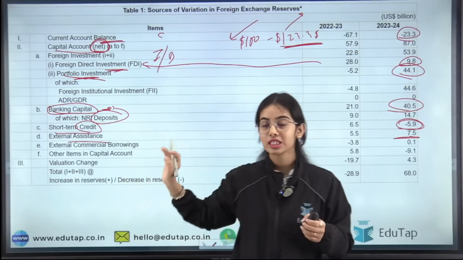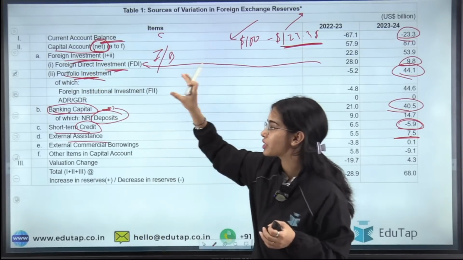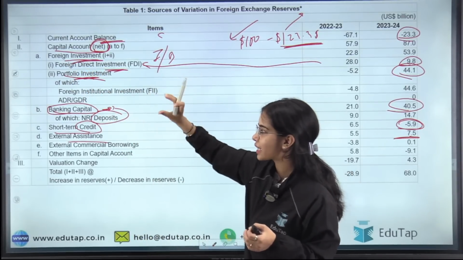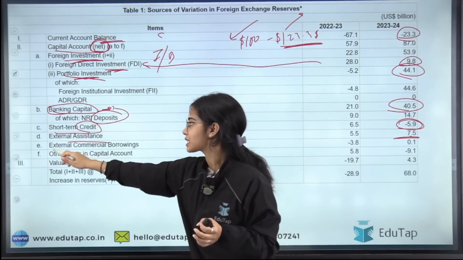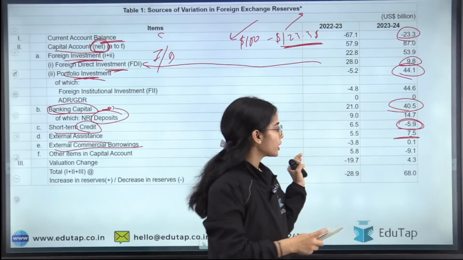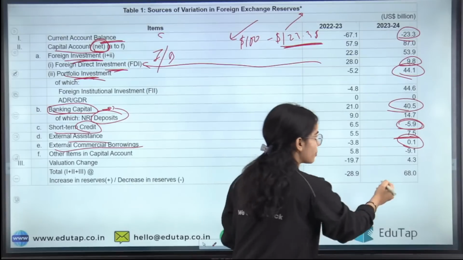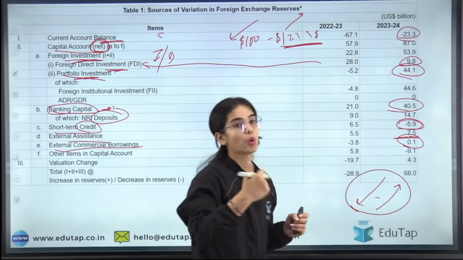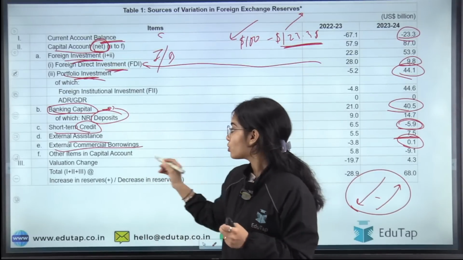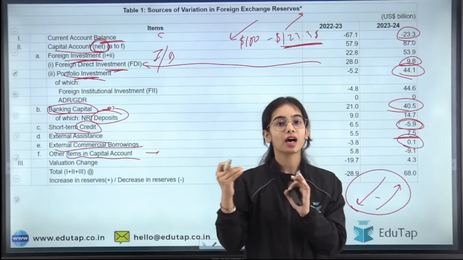Okay, so the capital account consists of the foreign investment, that is foreign direct investment, foreign portfolio investment, banking capital, short-term assistance or short-term credit, external assistance, and external commercial borrowings, which is also in positive. That means more money is flowing into our country as compared to what is flowing out of the country. Okay, so there are other items in the capital account, that means errors and omissions or the SDR allocations.